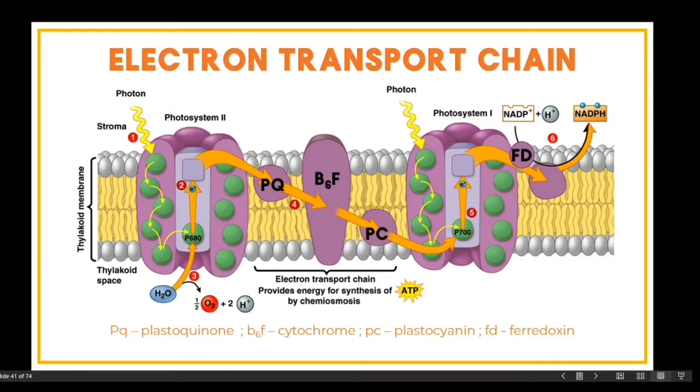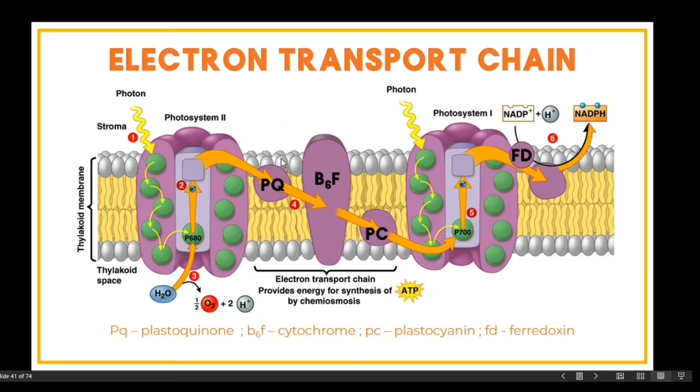If you are going to ask, this is what the electron transport chain is. The ETC is just a series of proteins where electrons are being passed on, hence the name electron transport chain. These proteins are the PQ, B6F, PC, and FD, in which PQ stands for plastoquinone, B6F stands for cytochrome, PC stands for plastocyanin, and FD stands for ferredoxin.